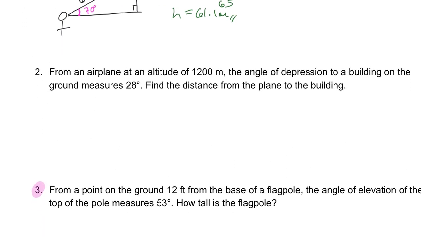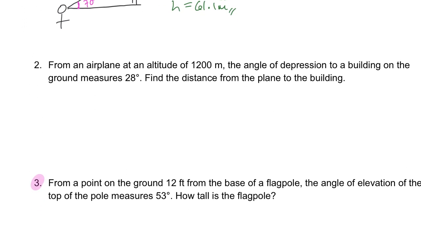So number 2 says, from an airplane at an altitude of 1200 meters, the angle of depression to a building. So I've got the plane up here, something like that, right? The plane is at an altitude of 1200 meters. To a building. So we have the building somewhere around here. So this is the ground.